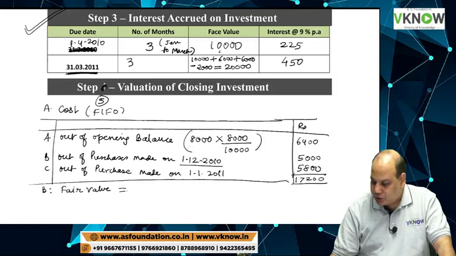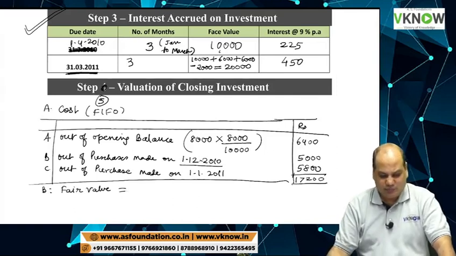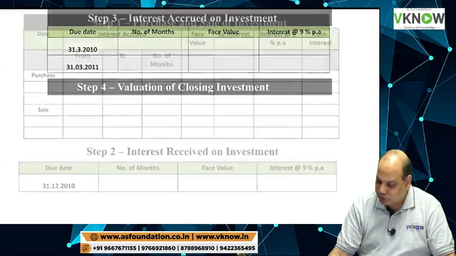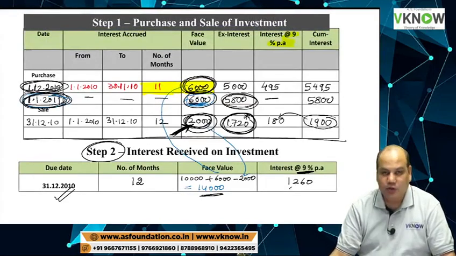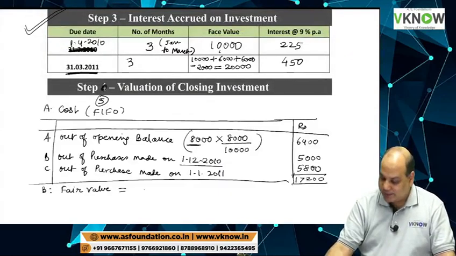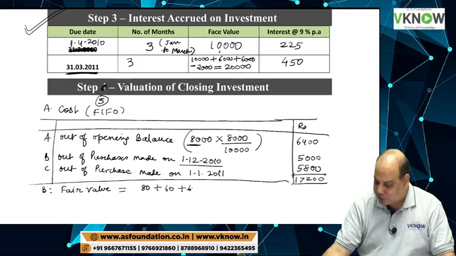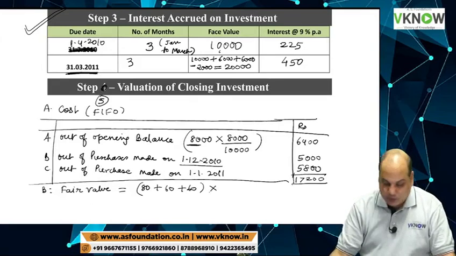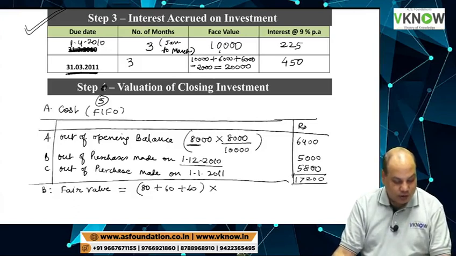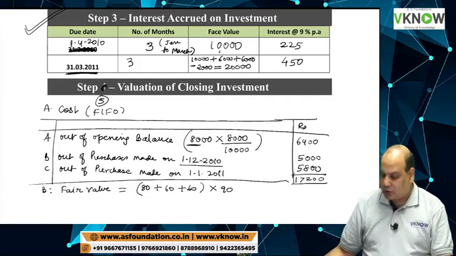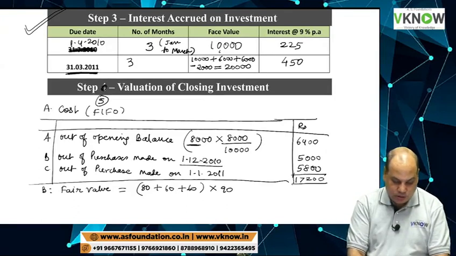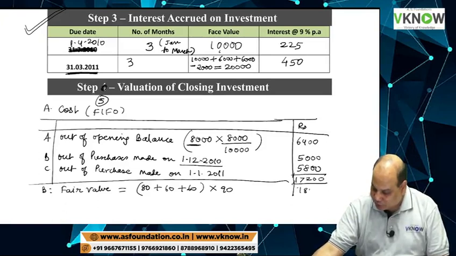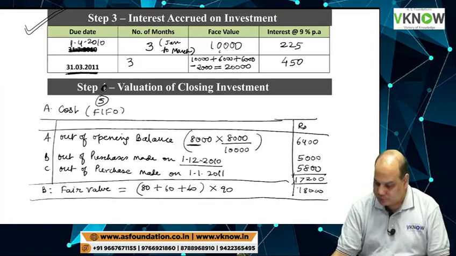Fair value will be how many units we are holding? 80 units out of opening lot on the screen, and 60 in the two lots we have purchased. 80 plus 60 plus 60 in quantity, and this you multiply by market price of debenture given in last three lines, 90 rupees. Quantity wise we have 80 plus 60 plus 60, 200 into 90, that comes to 18,000.